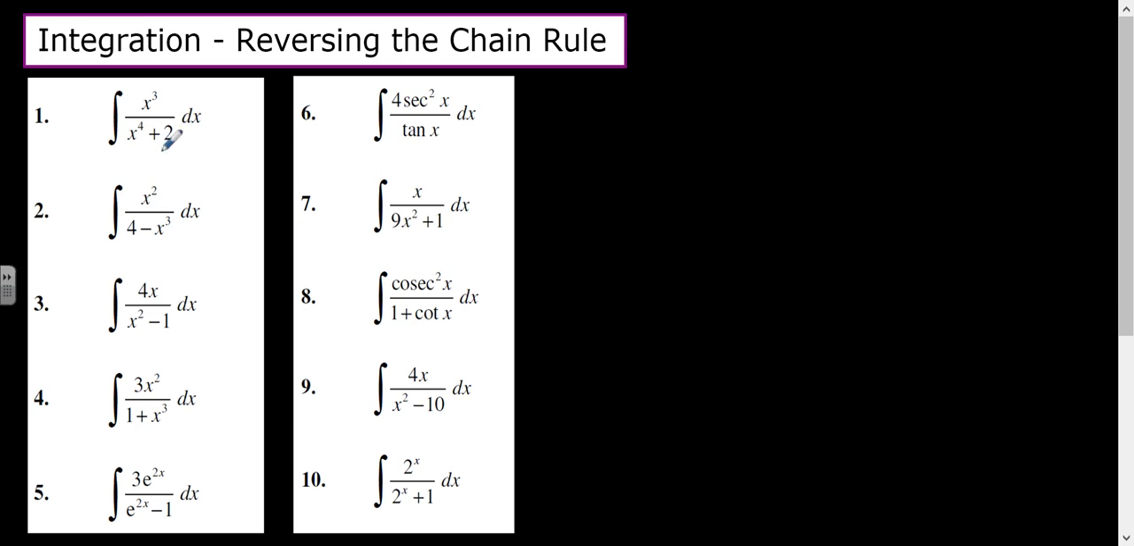You can see from this one, if you differentiate x to the 4 plus 2, you're going to get a multiple of x cubed. If you differentiate 1 plus cot x, you're going to get a multiple of cosec squared x. So stop the video, work on the questions, and then come back and watch the second.